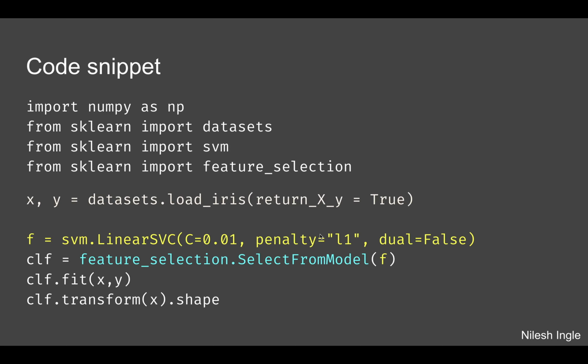And finally, for the code snippet, we have this data set, load_iris, and we are using SelectFromModel, which takes in the estimator. Here we are using LinearSVC, and so you can fit that, and then you can look at the shape. You can use transform on X to look at the new dimensions of X after the less important features were dropped.